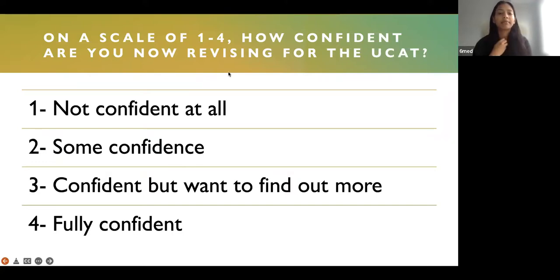UCAT revision. It's up to you really. I think UCAT revision approximately takes about 2 months, like 6 to 8 weeks probably. I would say during your summer, just start revising those questions. So I'd say June onwards. And then if you want to take the exam in July, I'd say start revising early June.